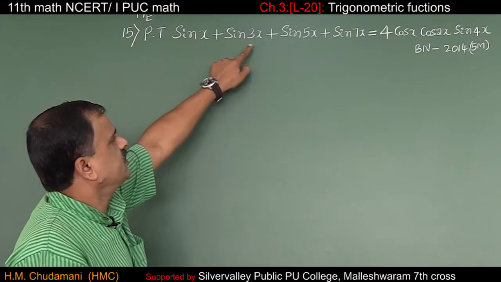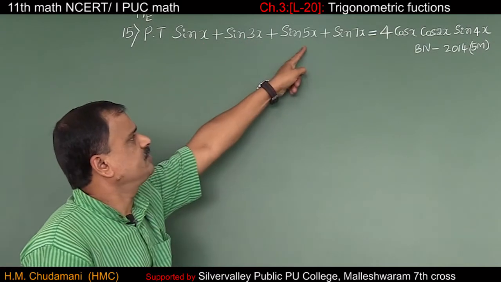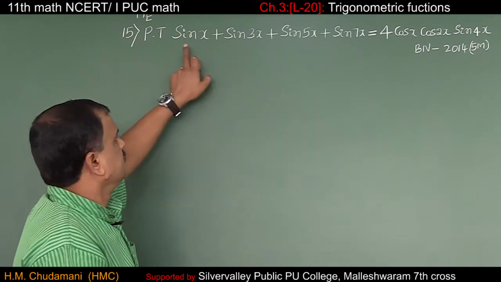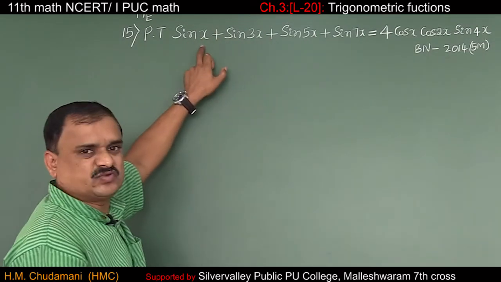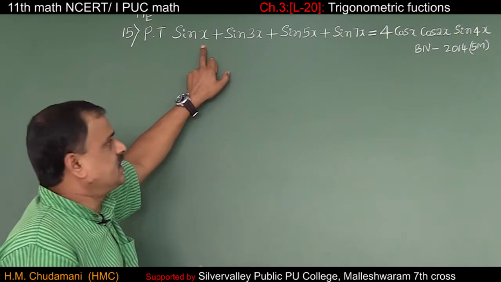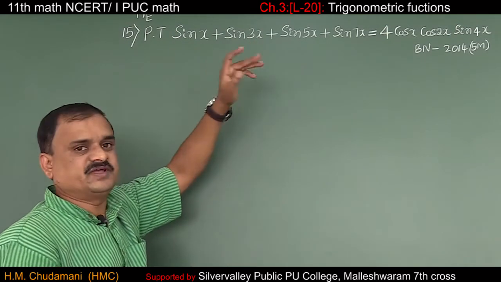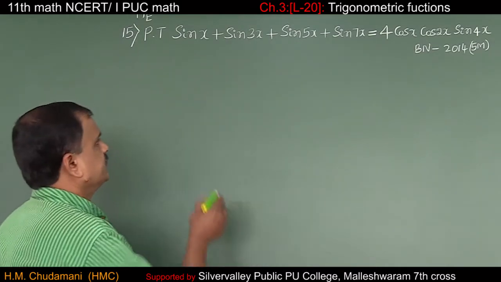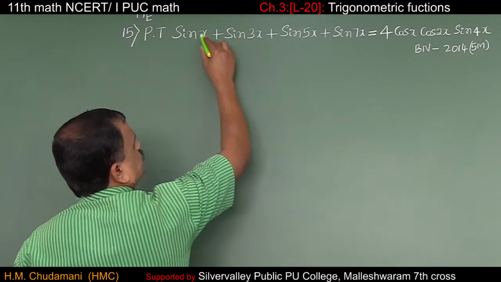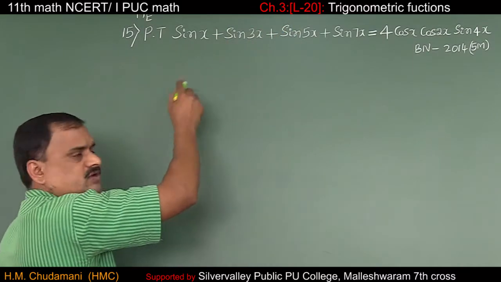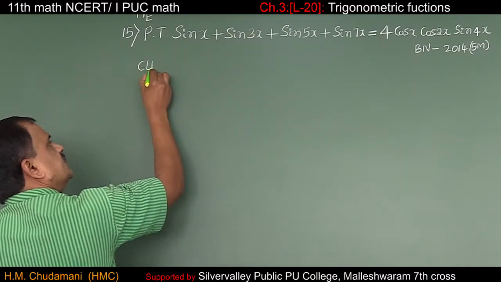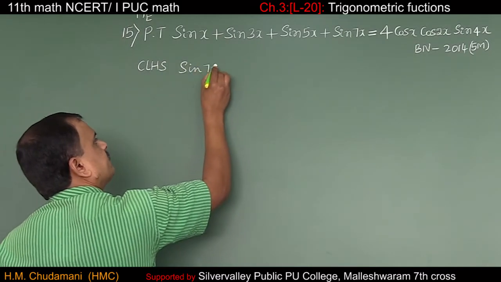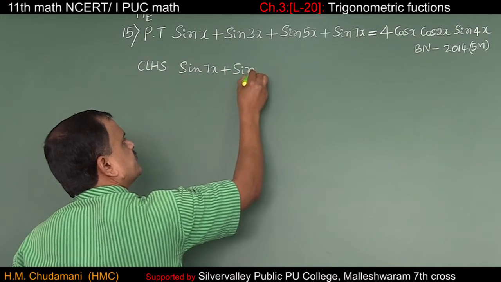So here 1 and 3 you can group, or 3 and 5, or 1 and 7 you can group. Whatever combination you want. So let me take 7 plus 1, 8 by 2, so we can avoid the fraction. 3 plus 5, 8, and 5 minus 3 is 2 by 2, you can avoid the fraction. So let me group these two, first and last. Even you can group these two also, no problem. So consider the left hand side, sin 7x plus sin x.